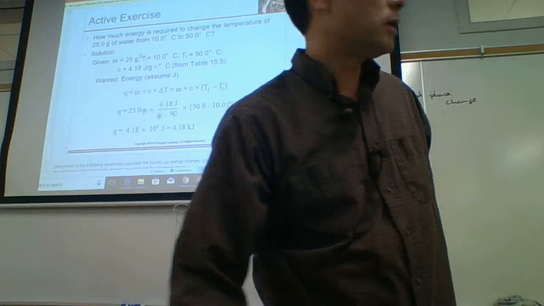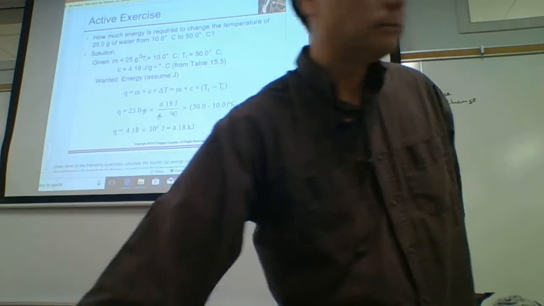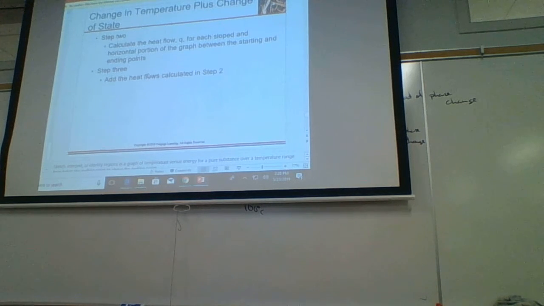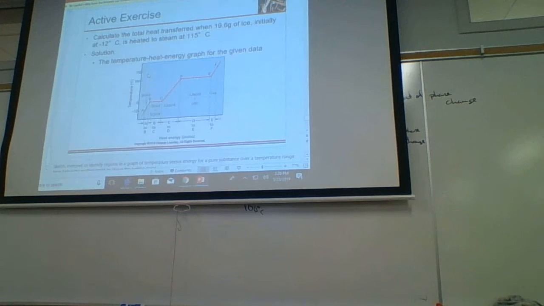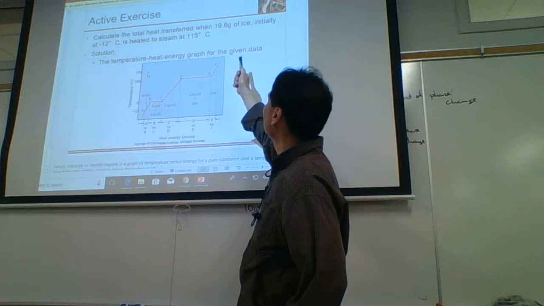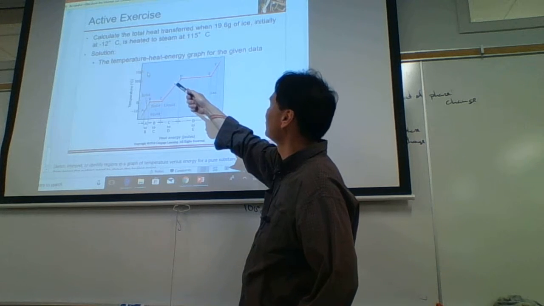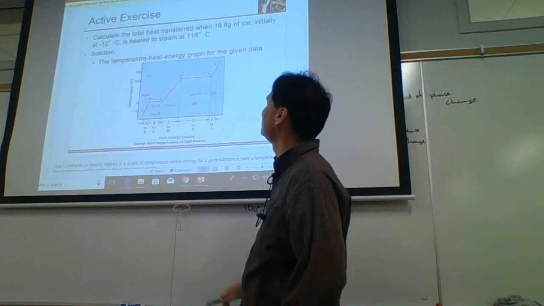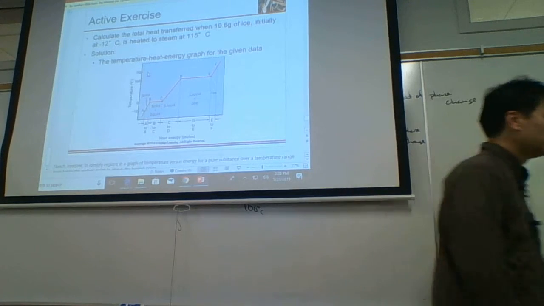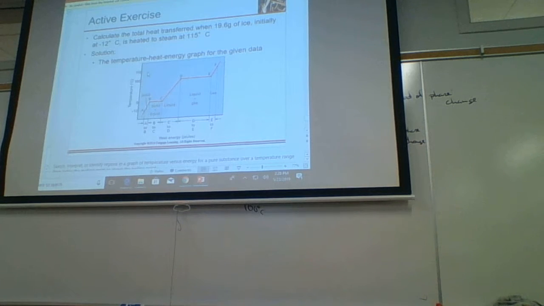Now, we'll take a look at a problem here next, and then try to solve this. Okay, calculate the total heat transferred when 19.6 grams of ice, initially at minus 12 degrees C, is heated to steam at 115 degrees C. Okay, and so this is what's happening here, but I'm going to blow that up so we can see it a little bit more.